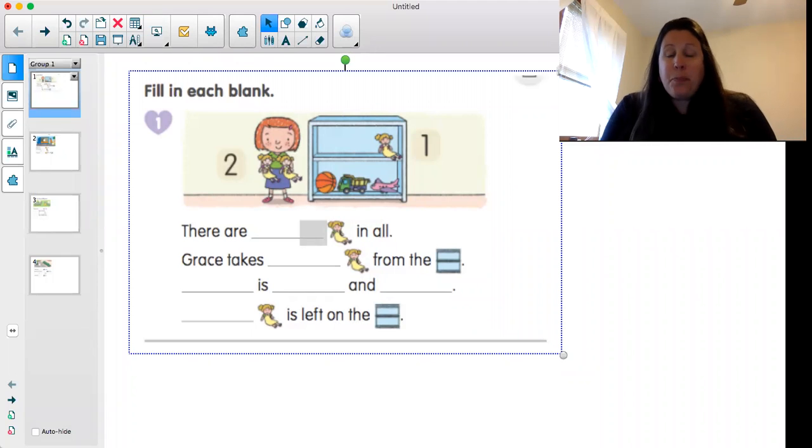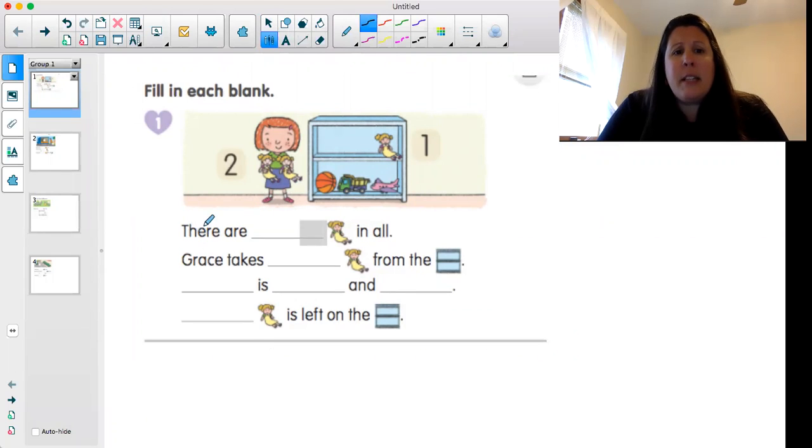Hi, kindergarten. We're going to do some subtraction today, but we need to start thinking of subtraction like a story because we want you to be able to explain or tell or make up your own subtraction story. So let's look at the first one we have. Our job is to answer all of the questions in here, and we can use the picture to do that.